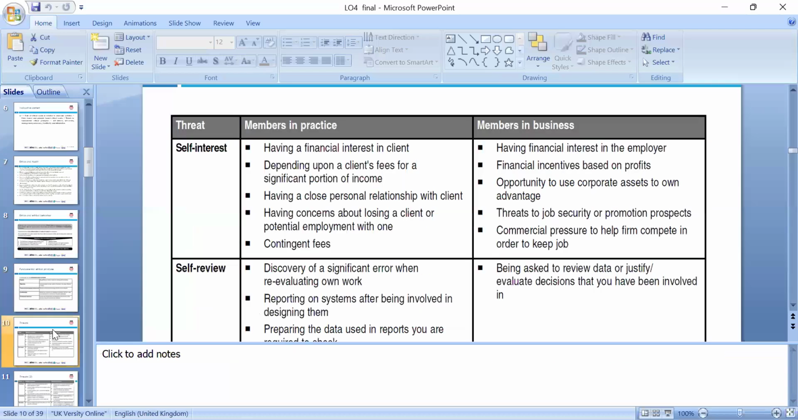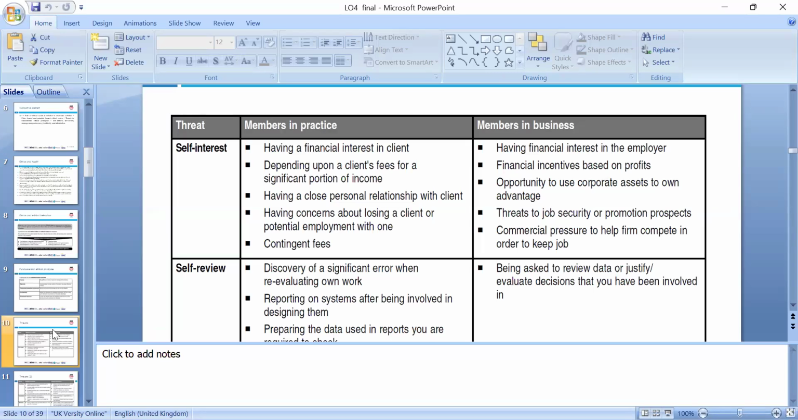Okay, then we have the threats. When threats come, we need to minimize them. Self-interest: having a financial interest, back-end commissions. That's why we're not supposed to do the accounts of close family members. We need to protect that. Contingent fees: if I say I will save your tax and you pay me half of your saving as my fees, that is contingent. So we should charge the fees accordingly, not according to the tax we will save you. Then self-review, checking your own work.